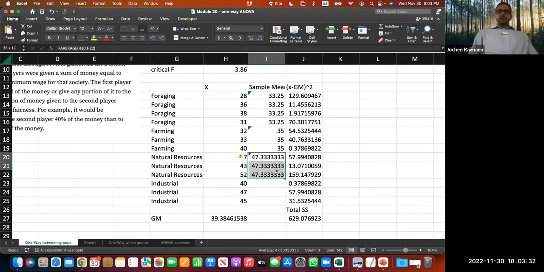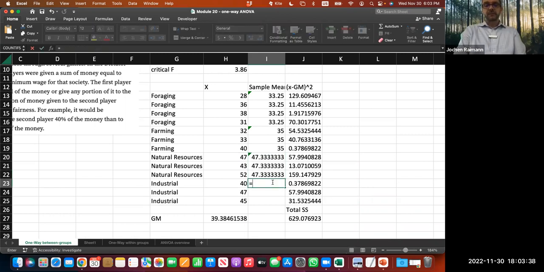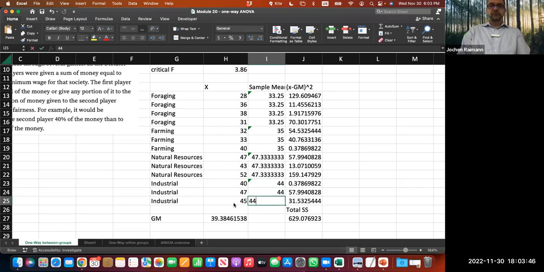So this is how you propagate your means from each of these groups down. So that's your sample means. And we do the last one. That's not 44 and 44.